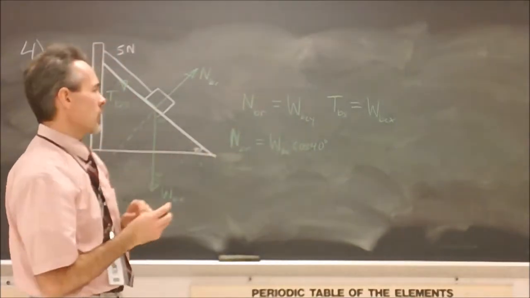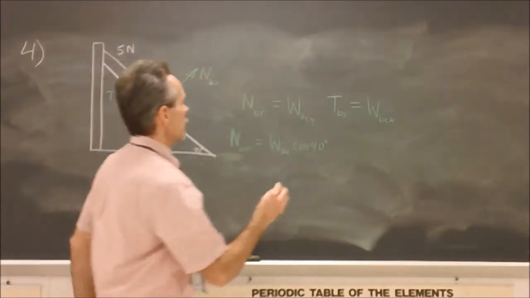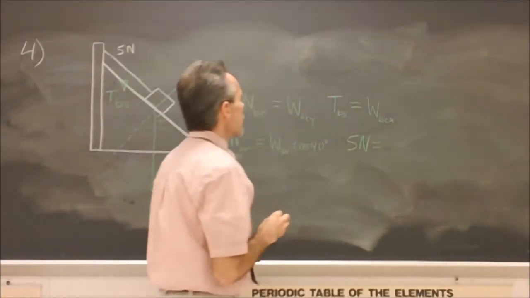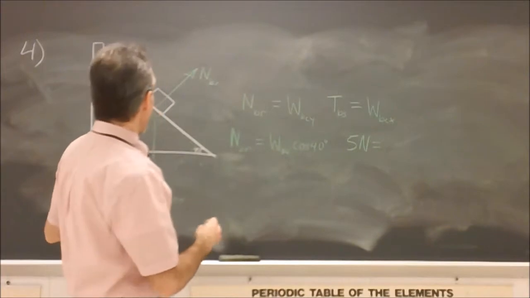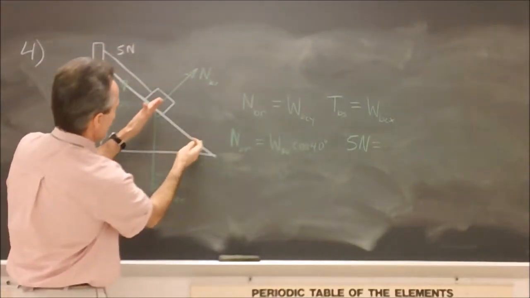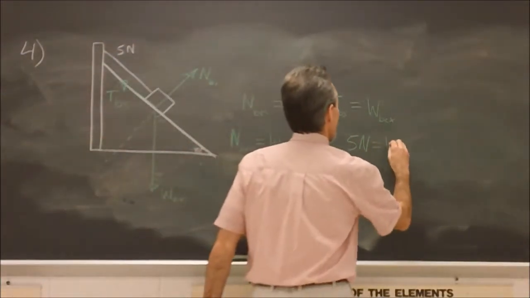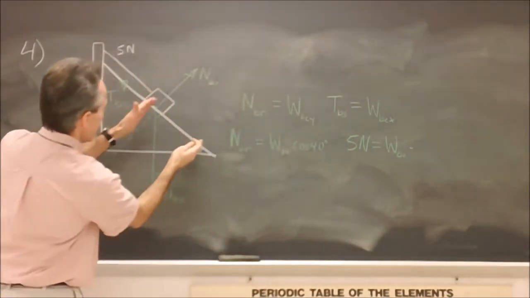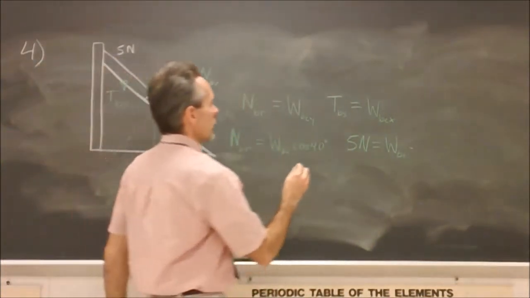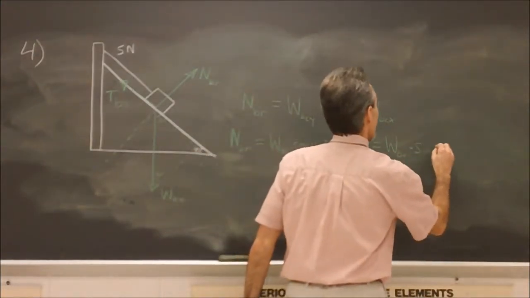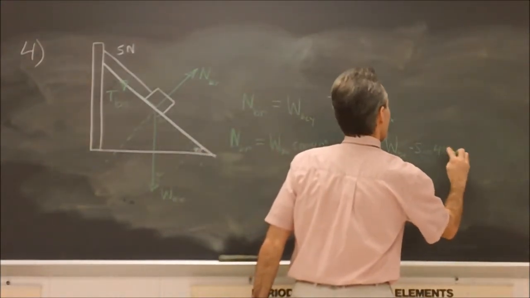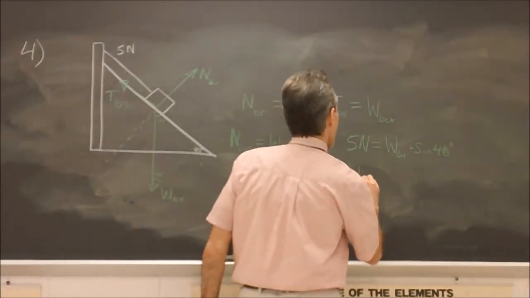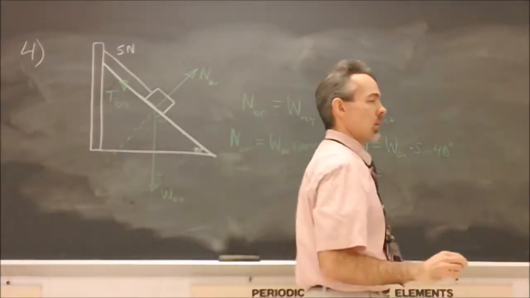So let's go with the tension equation. I know the tension is 5 newtons. That's going to be equal to the x component of my weight, that side there. So that's going to be the weight on the box from the earth times the opposite side to the 40-degree angle. So that's sine of 40 degrees. So that means I can figure out the weight force.